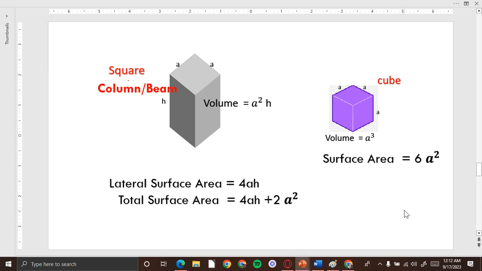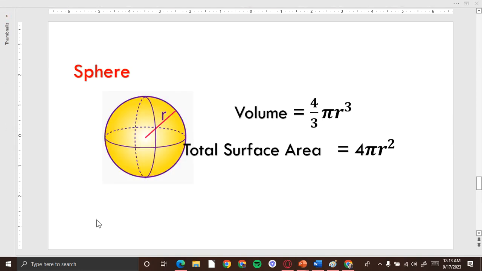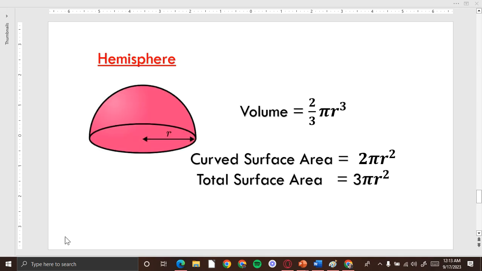For a cube, all three sides, that is length, breadth and height, will be the same. So volume is equal to A cube, provided the sides are A centimeter or A meter. Surface area is equal to 6 A square. Sphere. A sphere is perfectly round and symmetrical in all directions. For a sphere of radius r, volume is equal to 4/3 into pi r cube, and total surface area will be equal to 4 pi r square.